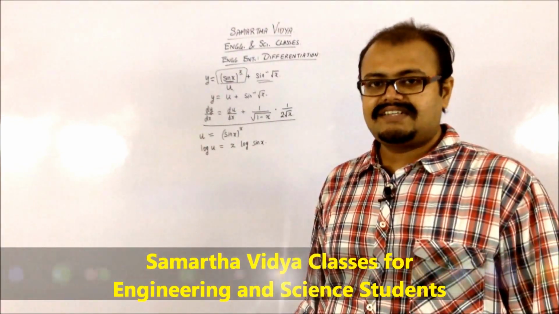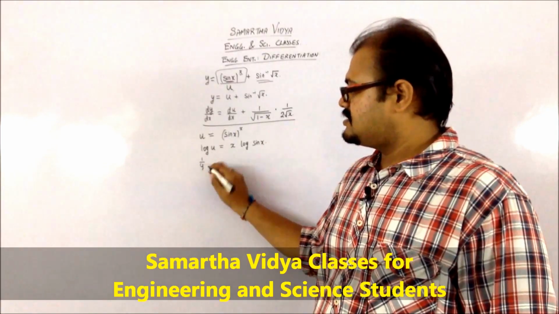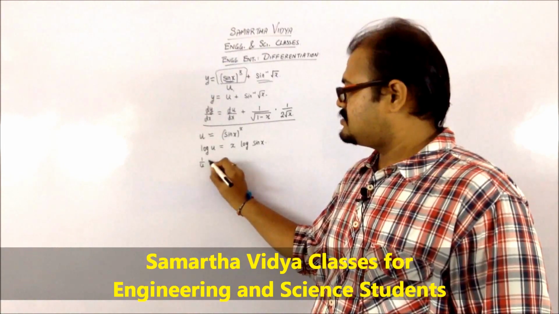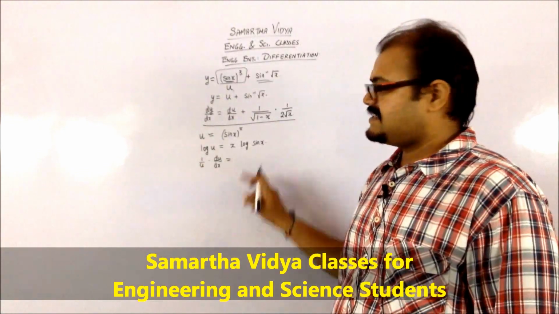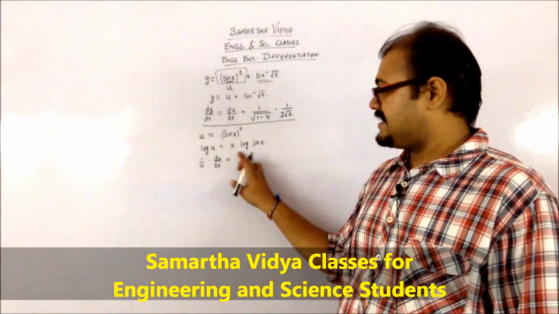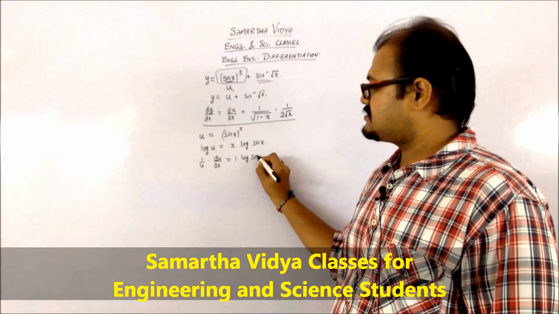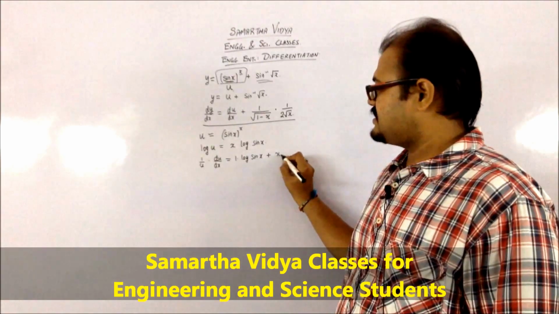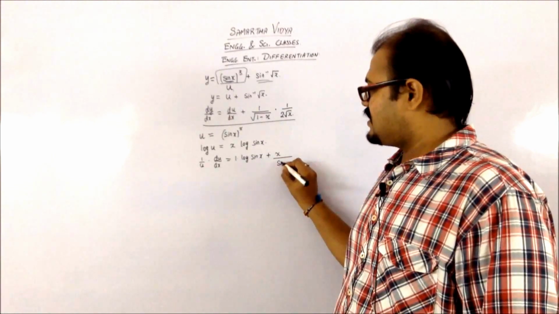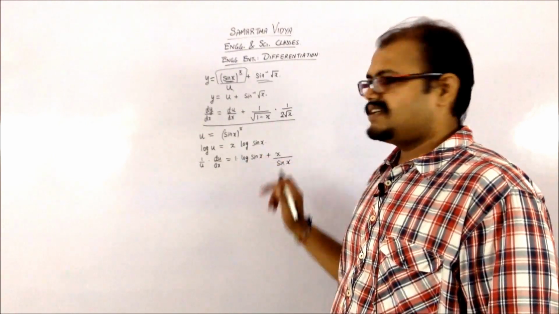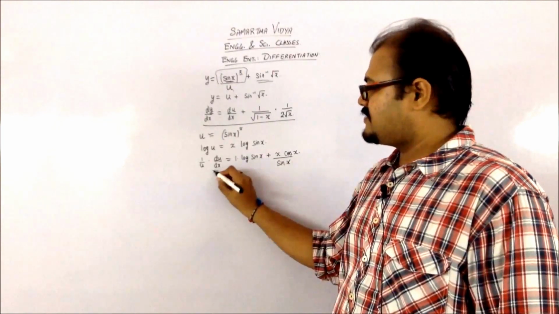When you are taking the derivative of this, you will have the derivative of log u, that is 1 by u, into du by dx, and this will be equal to the derivative of x into log of sin x. So it's again a UV rule. Derivative of x, which is 1, into log of sin x, plus x into the derivative of log of sin x. The log derivative is going to be 1 upon sin x into the derivative of sin x, that's going to be cos x.